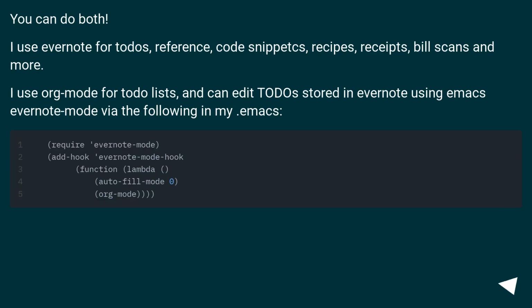You can do both. I use Evernote for photos, reference, code snippets, recipes, receipts, bill scans and more. I use orgmode for to-do lists, and can edit notes stored in Evernote using Emacs Evernote mode via the following in my Emacs.